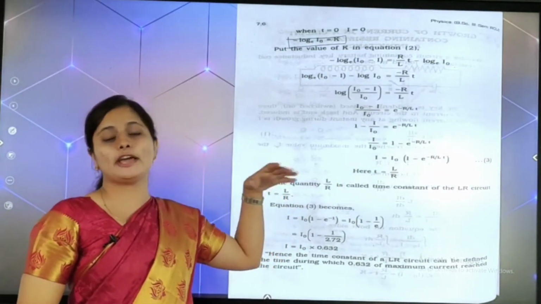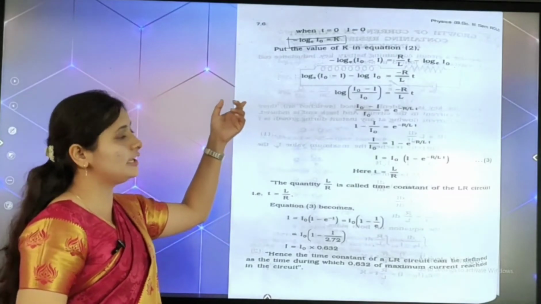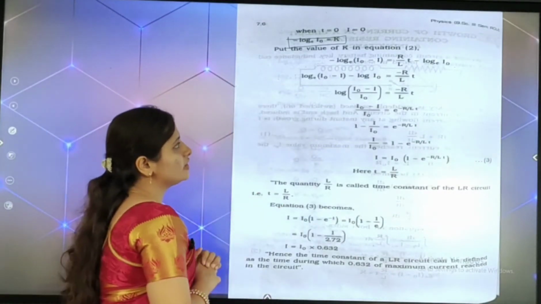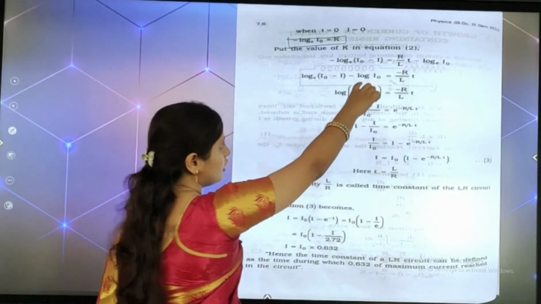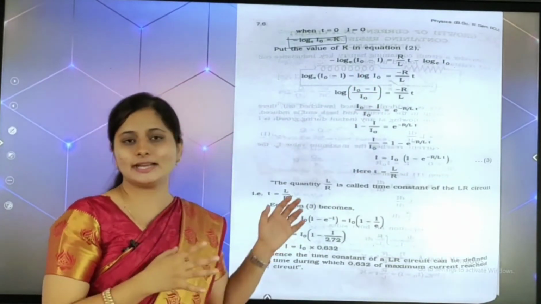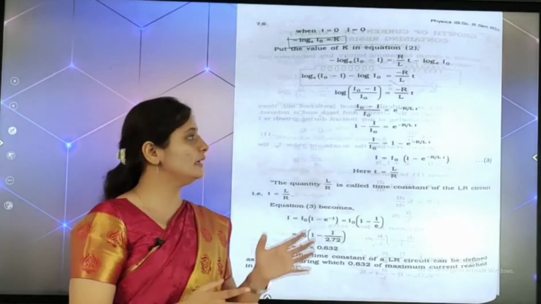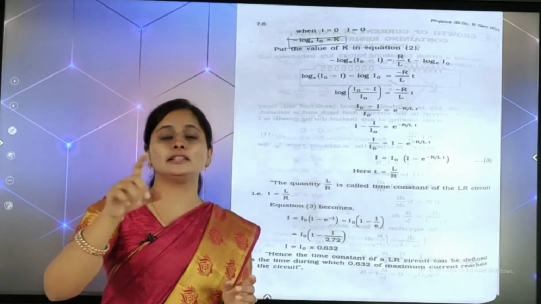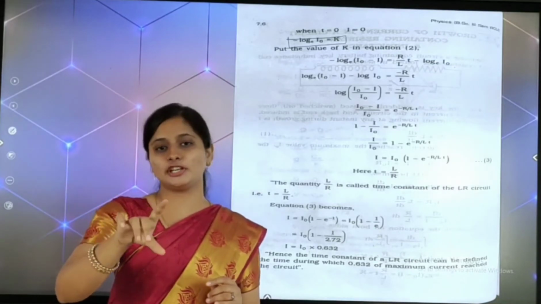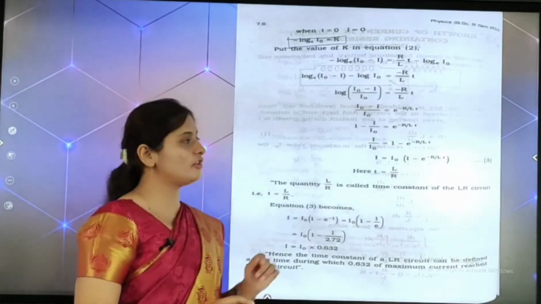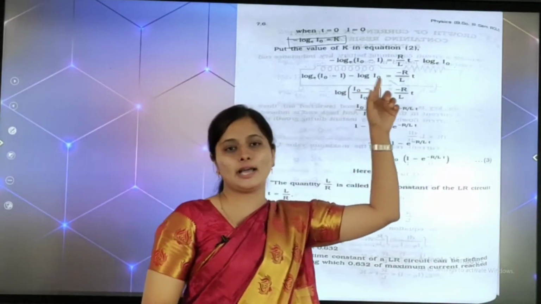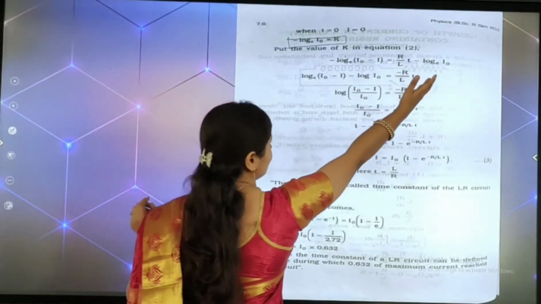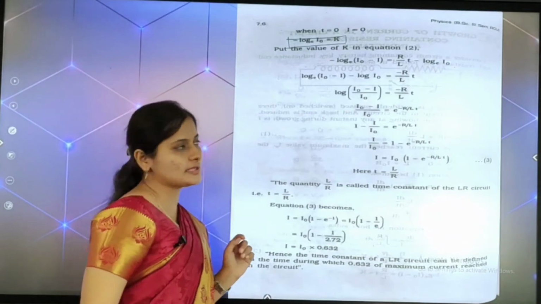Again we have to substitute that k value in equation number 2. By substituting in equation number 2, the same minus log I naught minus I, the LHS term as it is, is equal to R by L into t as it is. The changing term is where we substitute the value of k. The k value is what? Minus log E I naught. Next, we have to take the I terms on one side.